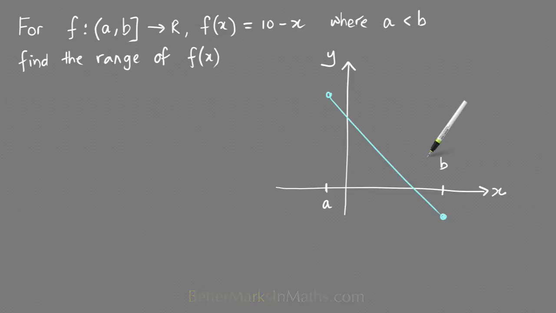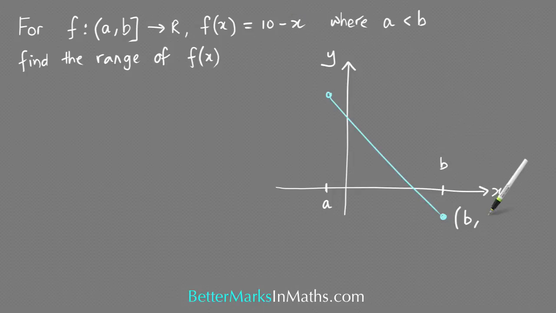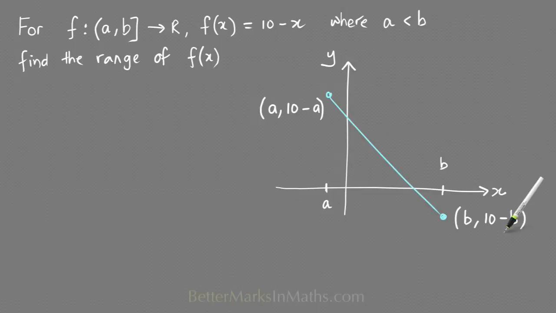From this you can see that the range is going to go from the y value here up to the y value there. At this point, the x coordinate is b, and the y coordinate, all you have to do is sub b into this equation, and you get 10 minus b. There's not a lot of work for that one. Over here, where x is equal to a, doing the same thing, sub x equals a into that equation, and you get 10 minus a. You can see that this is the lowest y value and this is the highest y value. So the range just becomes from 10 minus b up to 10 minus a.